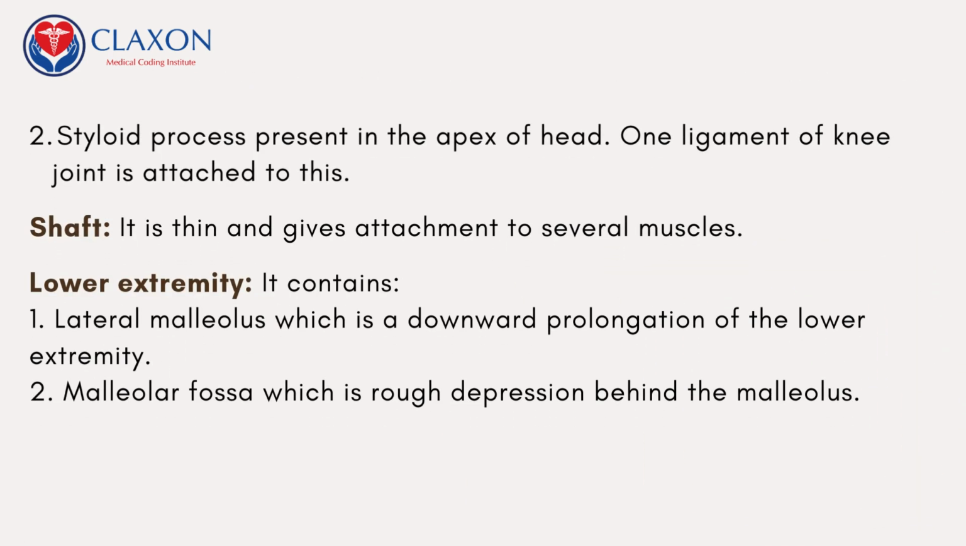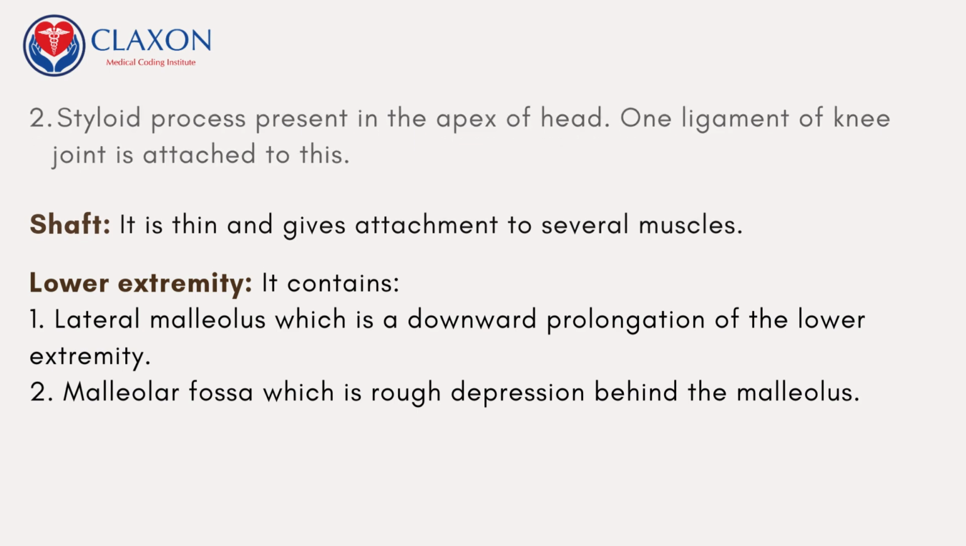2. Styloid process present in the apex of head. 1 ligament of knee joint is attached to this. Shaft is thin and gives attachment to several muscles. Lower extremity. It contains 1. Lateral malleolus, which is a downward prolongation of the lower extremity. 2. Malleolar fossa, which is a rough depression behind the malleolus.